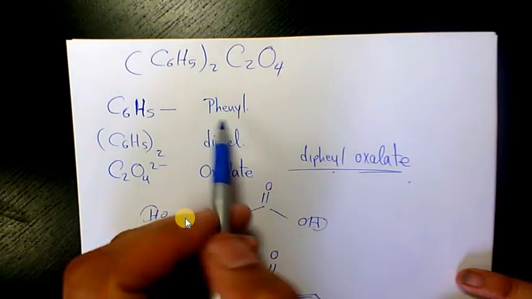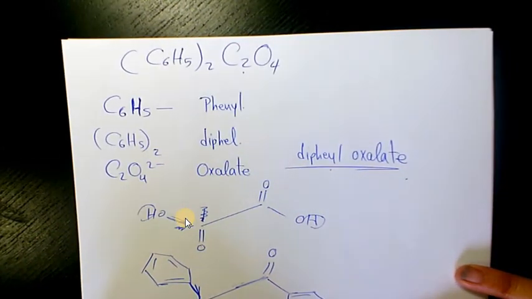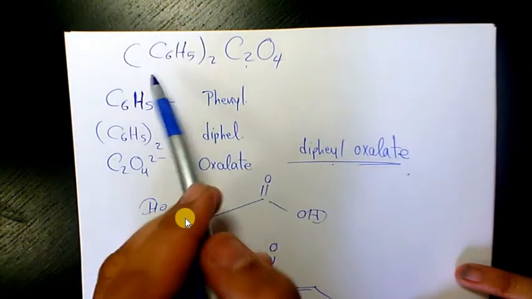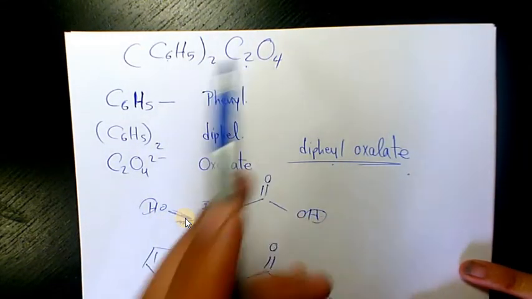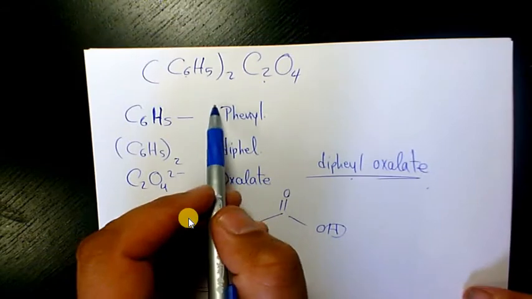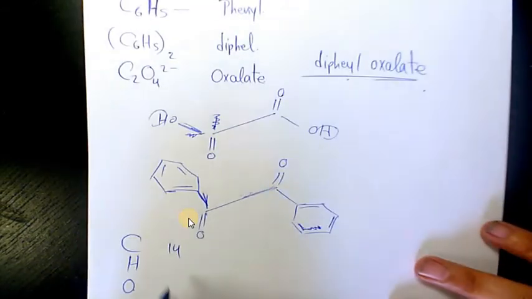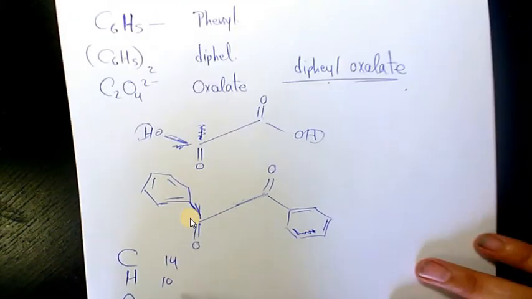We need to find what kind of elements we have. We have carbon, we have hydrogen, and we have oxygen. How many carbons do we have? We have 6 times 2, 12, plus 2, 14. How many hydrogens? 5 times 2, 10. How many oxygen? We have 4 of them.